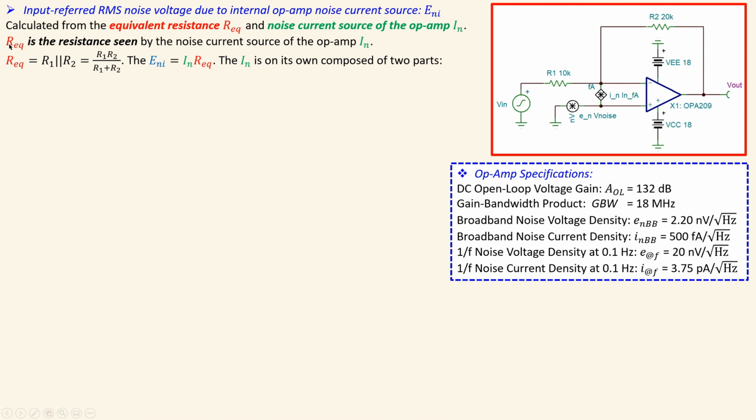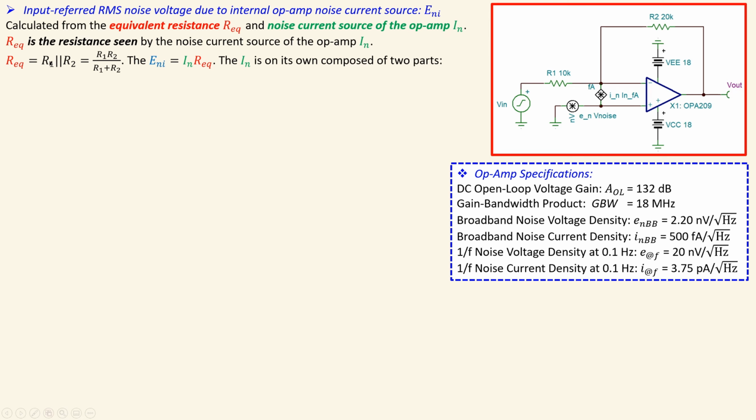So the equivalent resistance seen by the noise current source of the op-amp, that is this. If you look at this node, between these two nodes, I will of course make this short because I use superposition, and this is also shorted. These two resistors are in parallel form.